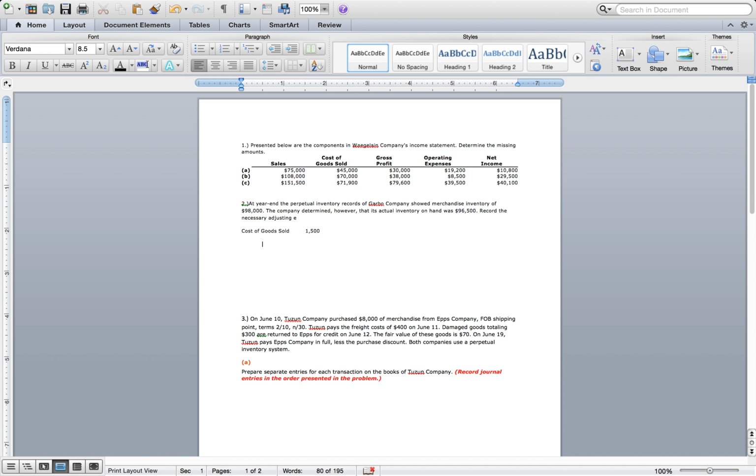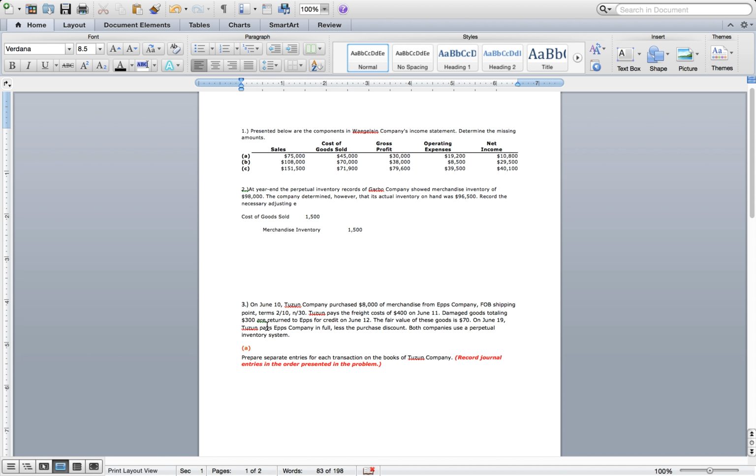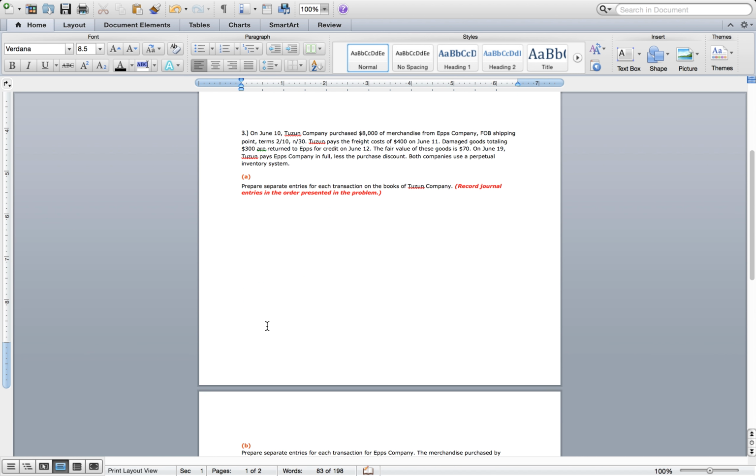And the account you would credit would be merchandise inventory for the same amount, 1,500. You would credit it because remember, inventory is an asset and decreases with credits. And we need to decrease our inventory because even though we had 98,000 in our books, in reality we had 96,500, the difference. Okay. Let's go on to the next one now.